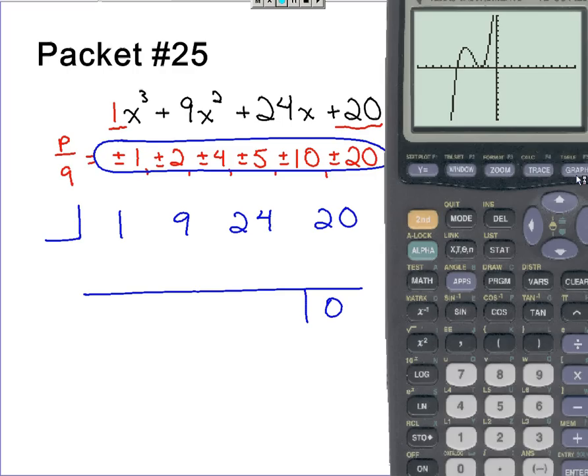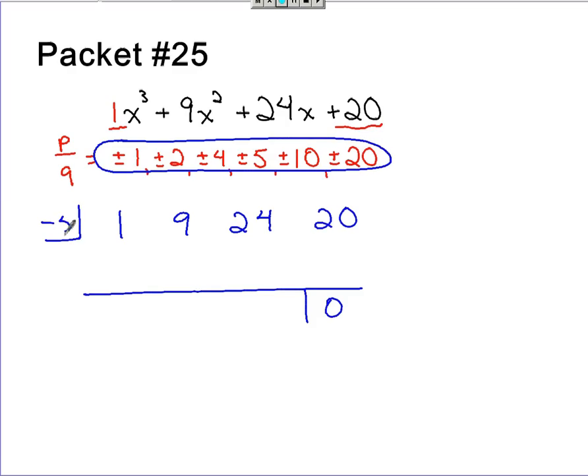But let's take the -5. We know that's one of the possibilities. Let's throw that in the box. -5 is serving as a root. When I go through the synthetic division here, I should get a remainder back as 0. So going through that, let's see how this works out. Looks like it works out just fine.